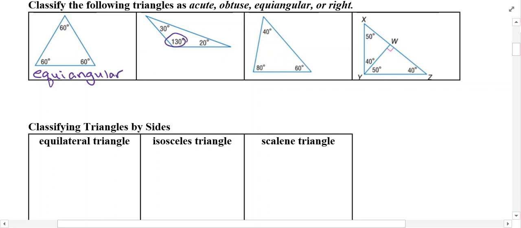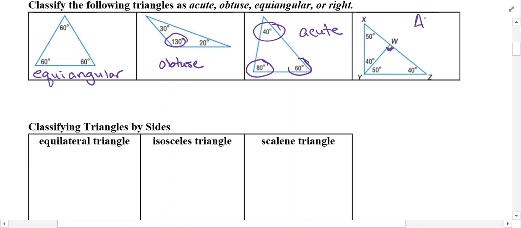The second one has one obtuse angle, so it's obtuse. The next triangle has three angles that are each less than 90 degrees, so this is an acute triangle. Looking at the fourth picture, we can definitely see that we have at least one right triangle. The obvious one is this one right here because of the notation.